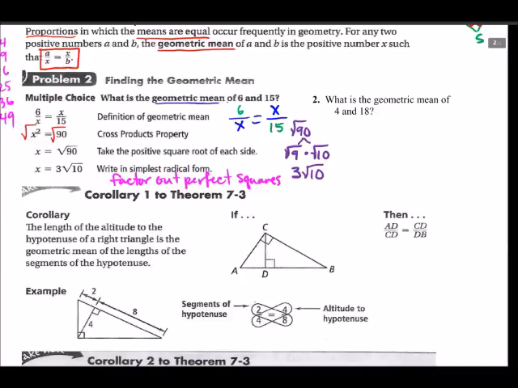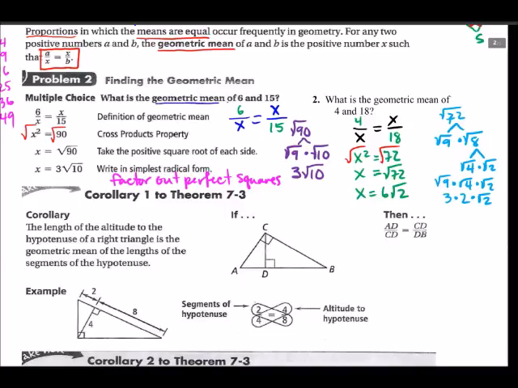And what that means, it's your turn. Pause the video and do the next problem. This wasn't too bad. It asked us to find the geometric mean of 4 and 18. So I know when I'm doing geometric mean, I write my fraction bar equals fraction bar, just set up a proportion, and my means are the same number. They are equal. They are both x. And then I put in 4 and 18 in my extremes, cross multiply. X squared equals 72. Take the square root of both sides, so x equals the square root of 72.